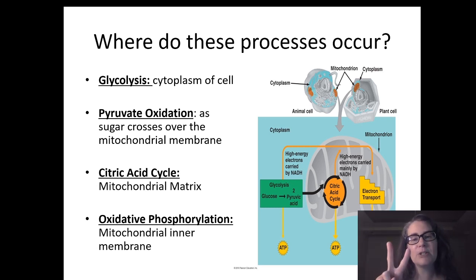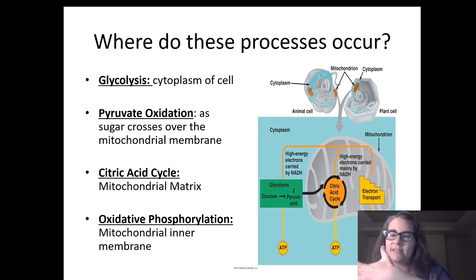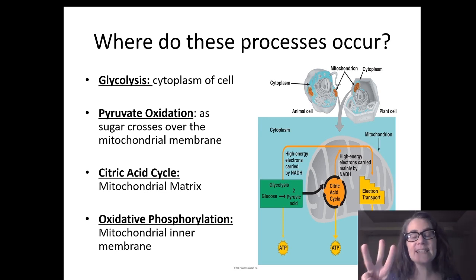Pyruvate oxidation, step number 2, happens as the sugar crosses into the mitochondria. It comes through a gate or a doorway. And as it goes through that doorway, the chemical is actually altered. And so pyruvate oxidation, we say, happens as the sugar crosses into the mitochondria, or across the mitochondrial membrane. The third step, citric acid cycle, happens in the mitochondrial matrix, which is the liquid center portion of the mitochondria. And step number 4, oxidative phosphorylation, occurs on that inner membrane of the mitochondria. So these are the 4 steps. Make sure to know the order of them and where they occur in the cell.